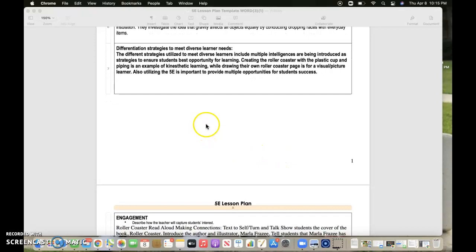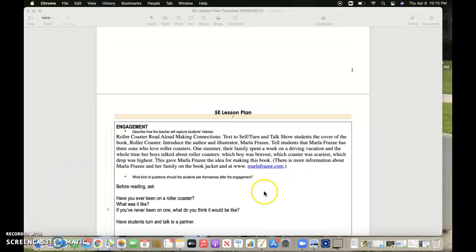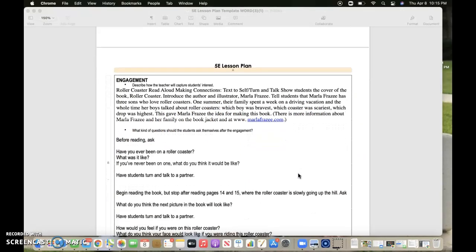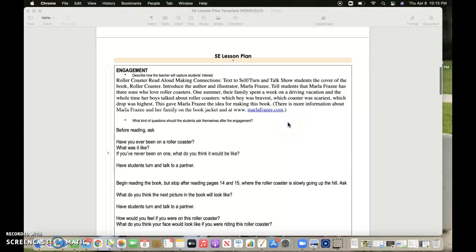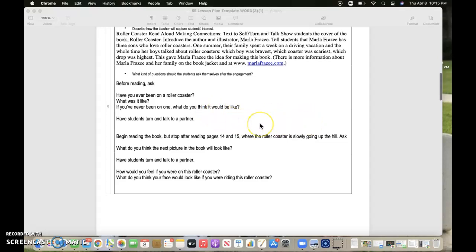It also used the 5 E's, which is important. And those 5 E's, I plugged in from what was provided in the lesson plan. And like I had said previously, the engagement part was introducing the book and basically introducing how roller coasters work and how they function. And some guiding questions were, have you ever been on a roller coaster? What would it be like? If you've never been on one, what would you think it would be like?